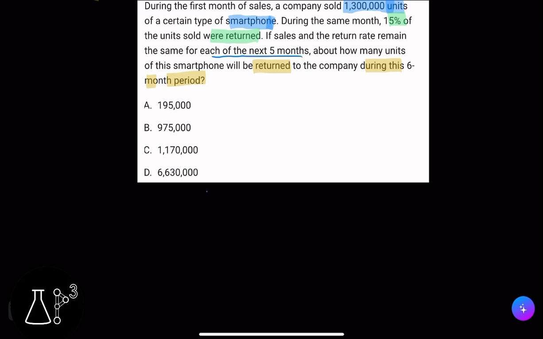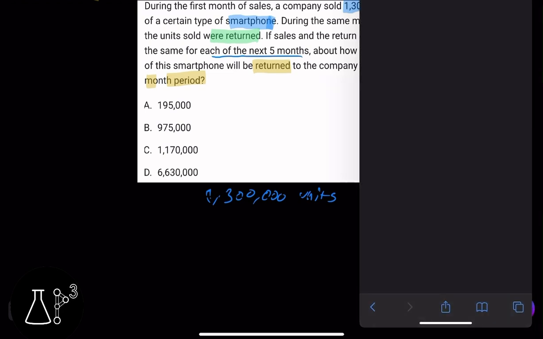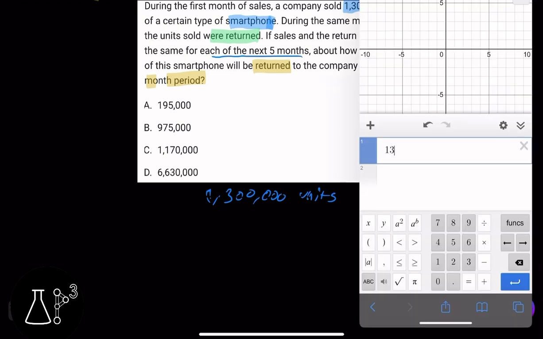So I have 1,300,000 units of smartphones. And of those units, 15% of them are returned. So what we want to do is multiply 1,300,000 times 15% to look for how many units were returned in 1 month. So if I plug in 1,300,000 times 0.15, I'm going to get 195,000 units.